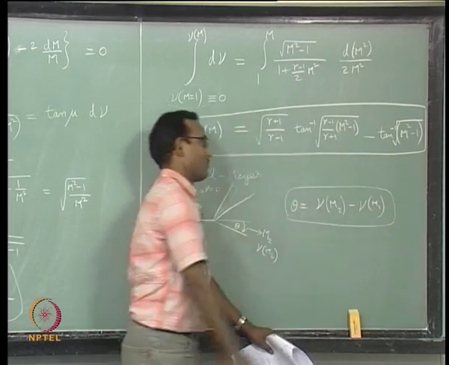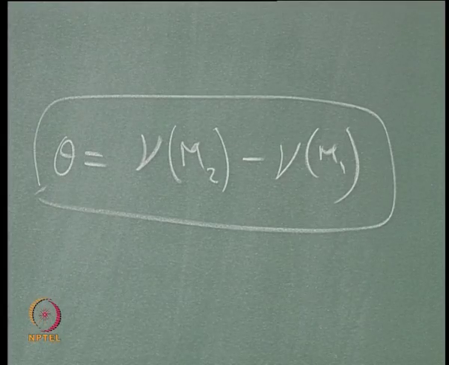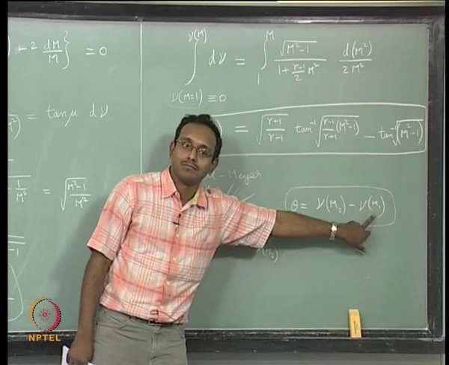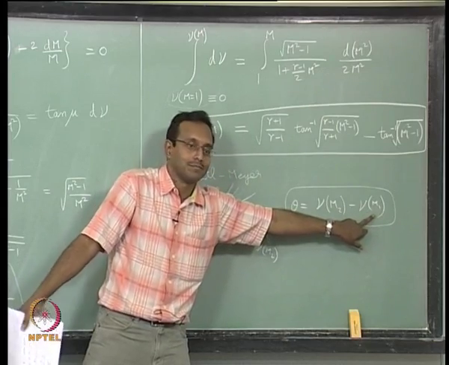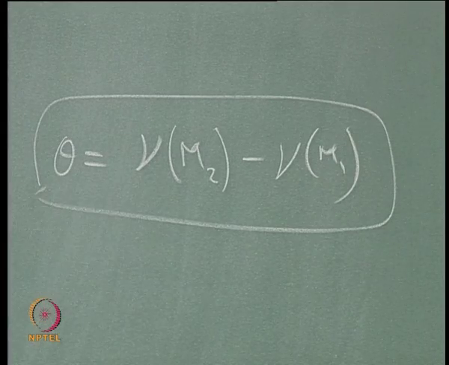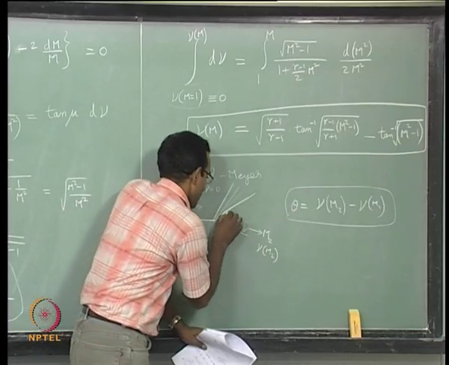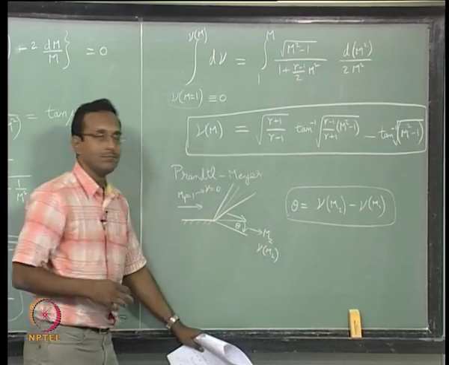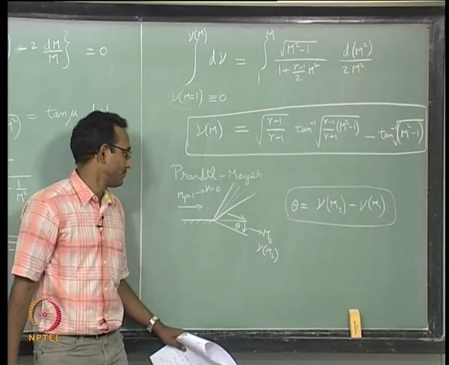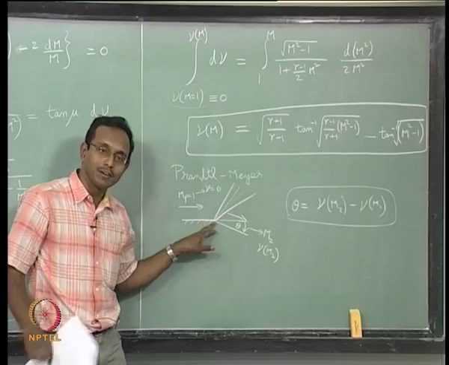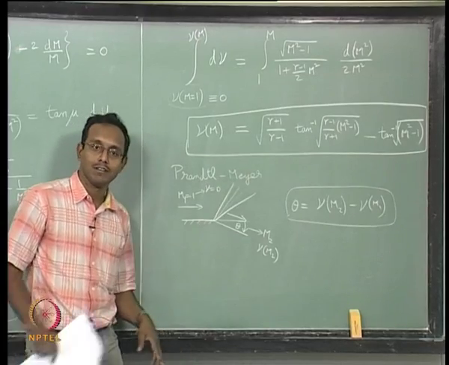This is a very useful formula. I will keep it in this form, and now I will use it for the specific case where nu of m1 is 0. That is how we defined it. So theta becomes equal to nu of m2 for this special case of this problem, and the flow will go like this finally. There is a set of expansion waves going from this corner all the way out like this.